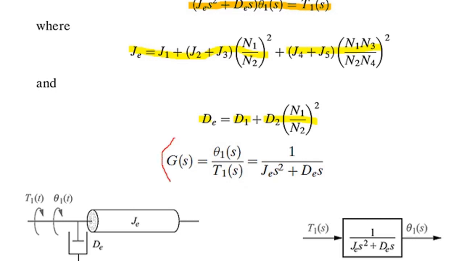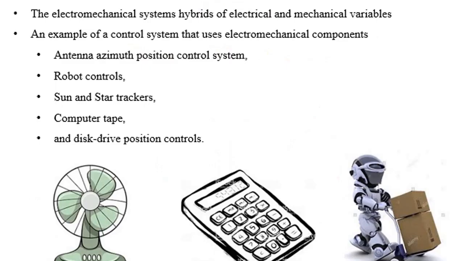Our transfer function will be G of s equals theta 1 of s over T1 of s, and this can also be represented in a block diagram form, where T1 is input torque and theta 1 is angular displacement covered, where J equivalent and D equivalent are equivalent impedances experienced by input torque.